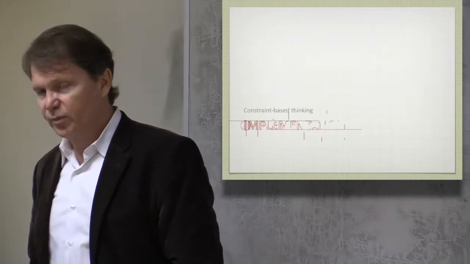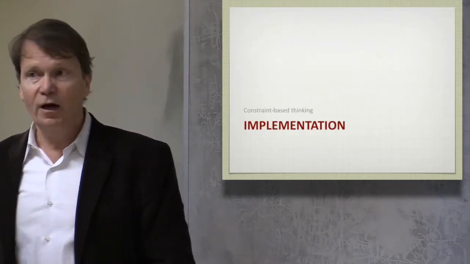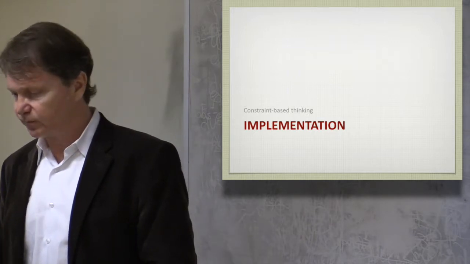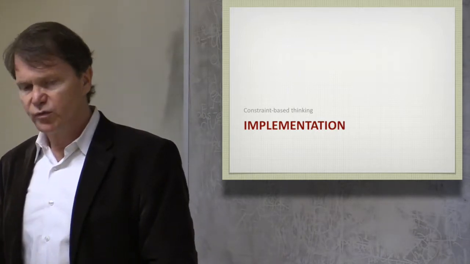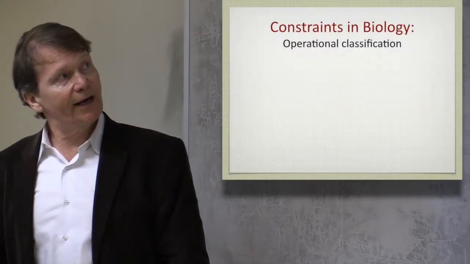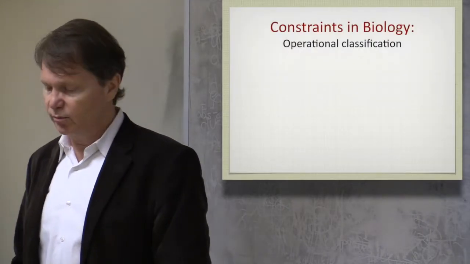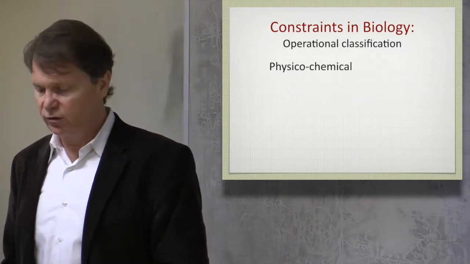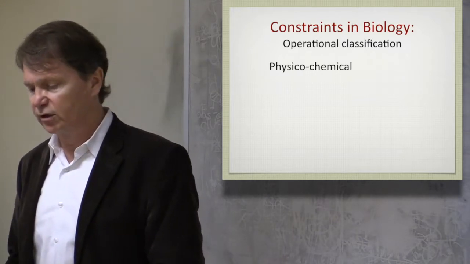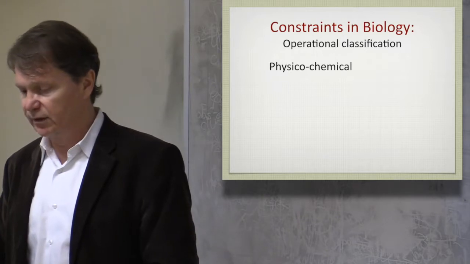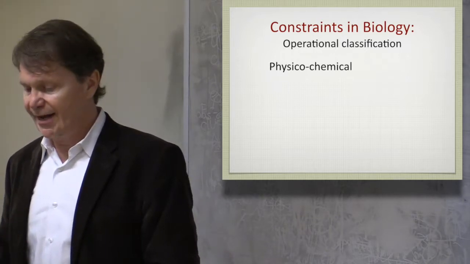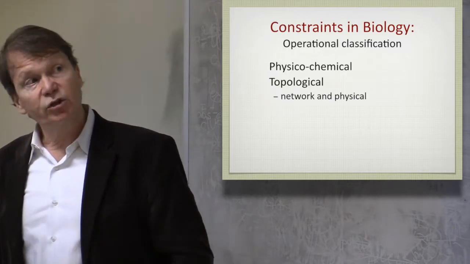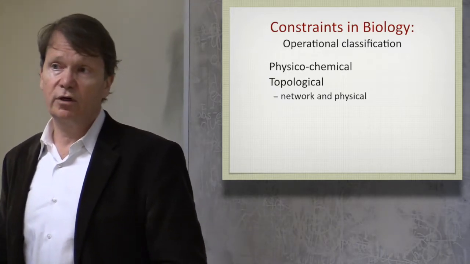Okay, so maybe back to practical things. How do we implement constraints-based thinking? First we have to define constraints and figure out how to impose them. Here is a classification of constraints into 4 categories. The first one we talked about a lot, physical-chemical, that comes down to applying the laws of physics and chemistry. There are the topological constraints we've also talked about.